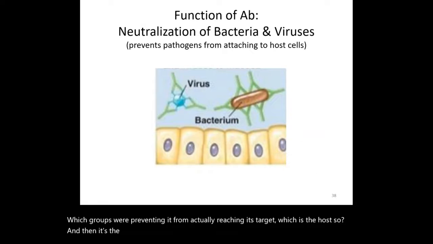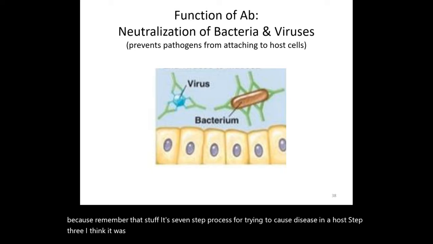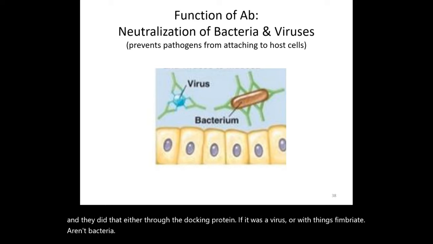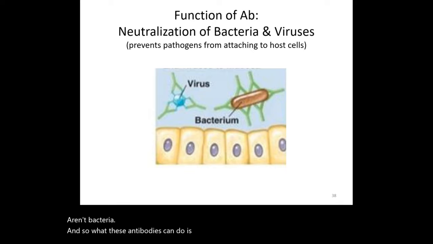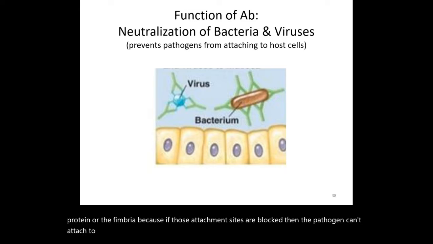And then it's the same idea for neutralizing other pathogens, specifically bacteria and viruses, because remember that seven-step process for trying to cause disease in a host. Step 3, I think it was, is microbes trying to attach to cells and perhaps invade into deeper tissues. And they did that either through the docking protein, if it was a virus, or with things like fimbriae on bacteria. And so what these antibodies can do is bind to those pathogen structures like the docking protein or the fimbriae, because if those attachment sites are blocked, then the pathogen can't attach to the cells and they can't get in, right? So again, neutralizing the threat by preventing it from accessing its actual target.